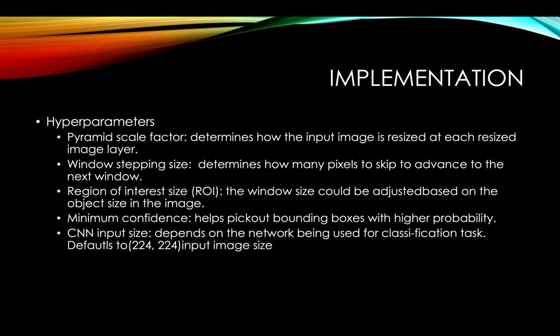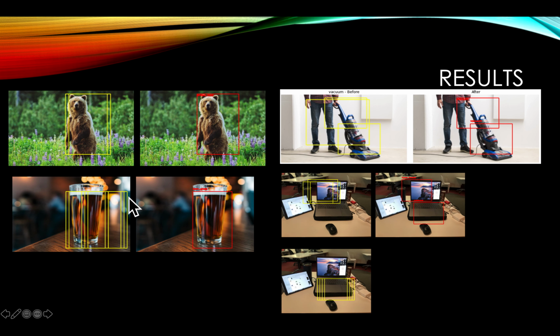For the implementation, these are the hyperparameters that I need to adjust and figure out for the algorithm to work best on an image. So we have pyramid scale factor, window stepping size, region of interest size, minimum confidence, and CNN input size. The results: it works quite well sometimes, and it doesn't work on other images basically.